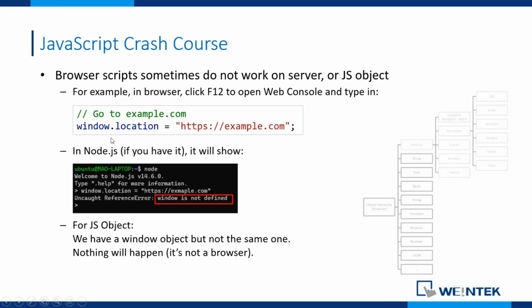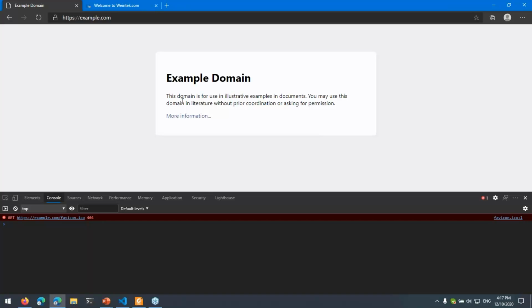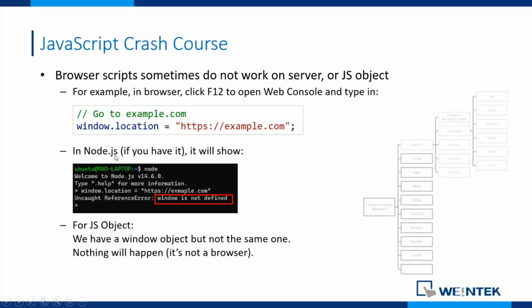So if you type in window.location equals this, nothing will happen because we're not a browser. So you don't see the example.com page show up. If you run the same code in our JavaScript object, nothing will happen. That's the thing I want to emphasize here.